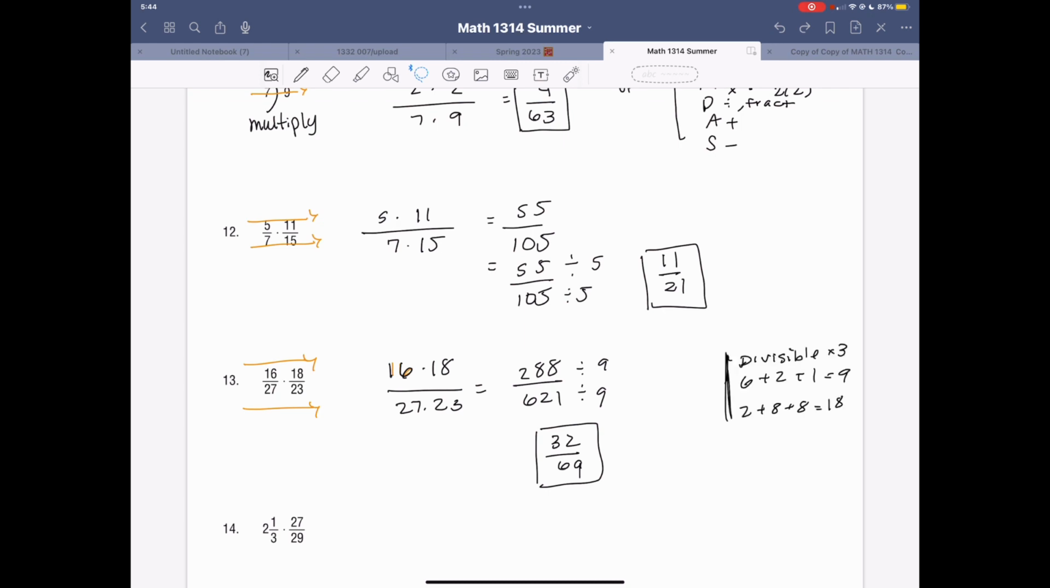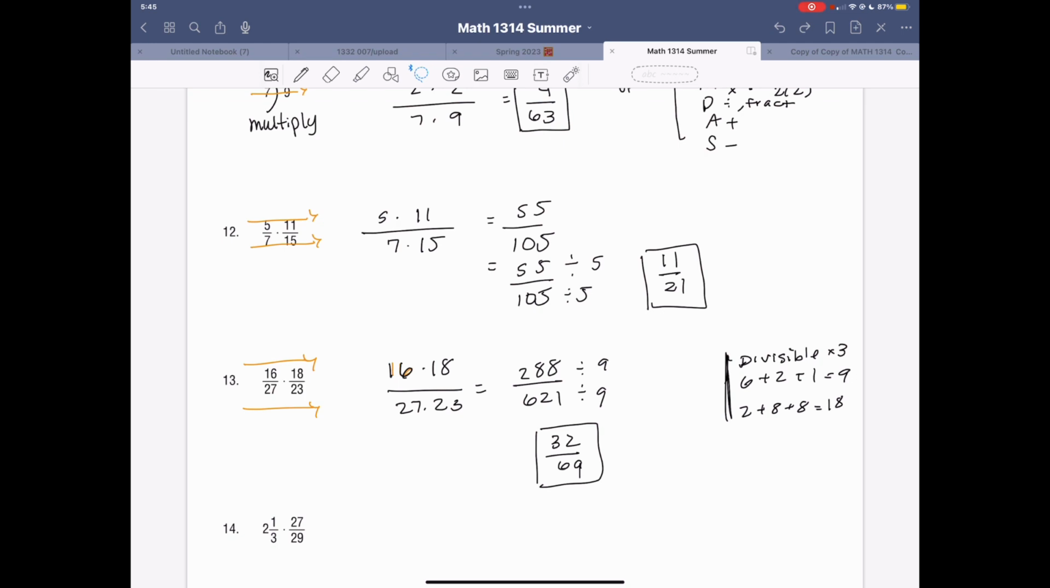So divisibility by 3 works like this. When something's divisible by 3, you add the numbers together. So in the denominator, I get 621. So I add the 6, the 2, and the 1. I got a 9. 9 is a product of 3, right? 3 goes into 9 evenly, right? 3 times 3 equals 9.